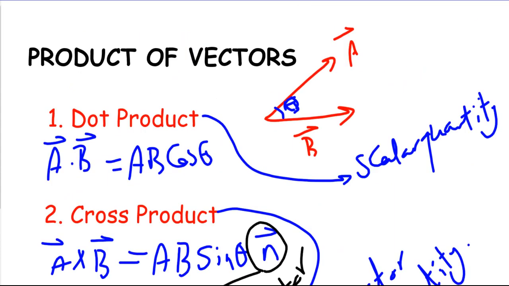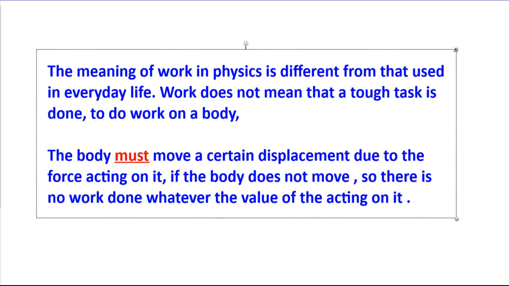So let's dive into our new topic. From the first glance at the word work, it seems that it's an activity in which one exerts strength or faculties to do or perform something. But the term work in physics is different from that used in our daily life. Work doesn't mean that a tough task is done. To do work on a body, the body must move a certain displacement due to the force acting on it. Let's see that. The meaning of work in physics is different from that used in our daily life.